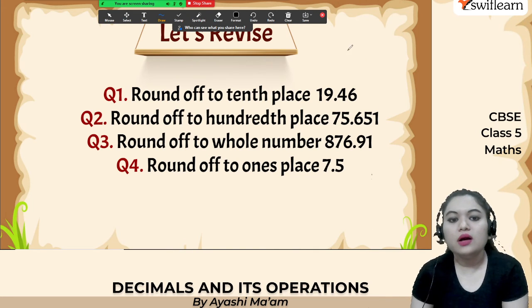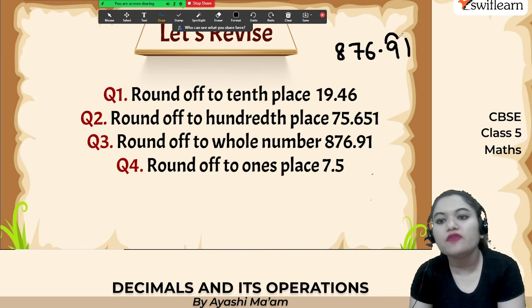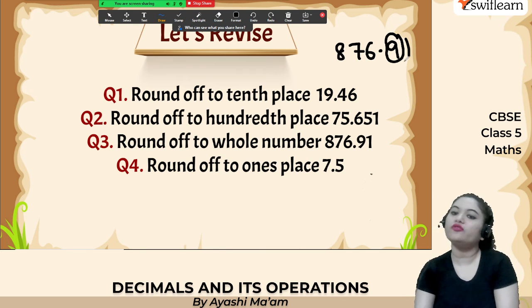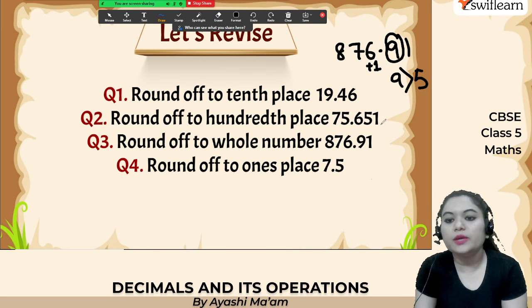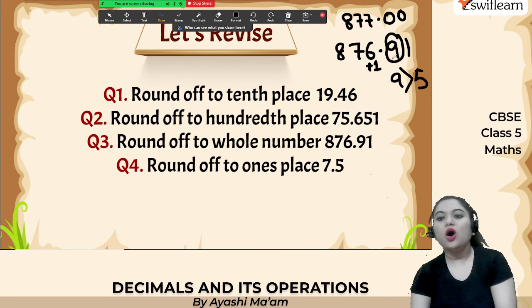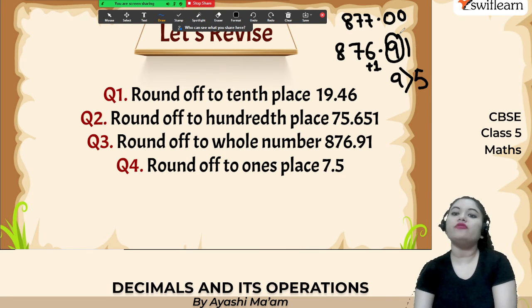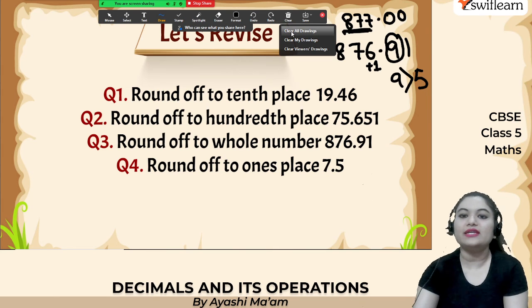Okay. Round off to whole number. So 8876.91. Whole number means what? Always we have to look at the digit after the decimal point. We have 9, and 9 is greater than 5. So we will do a plus 1 to this 6, and our answer will become 877.00. Because when we are rounding it off to a whole number, all the digits after the decimal point will turn into 00, and our answer will be 877.